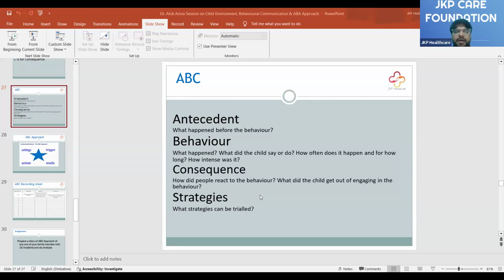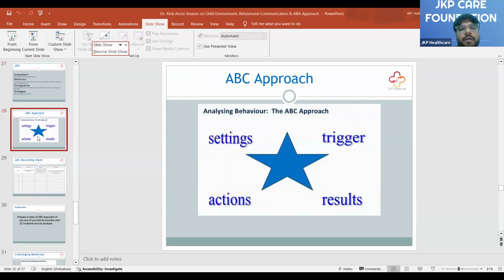So antecedent, behavior, consequence, and strategies. Now, after studying all these ABC, we need to plan strategies based upon ABC; change ABC, alter ABC, and behavior will automatically change. Now, while doing this process, analyzing behavior, what we need to look into is settings. Settings is environmental settings. The child's environment, what we discussed, the actions, what actions we took, what was the trigger and what was the result, the consequence. So trigger and consequence, ABC, we are looking into.